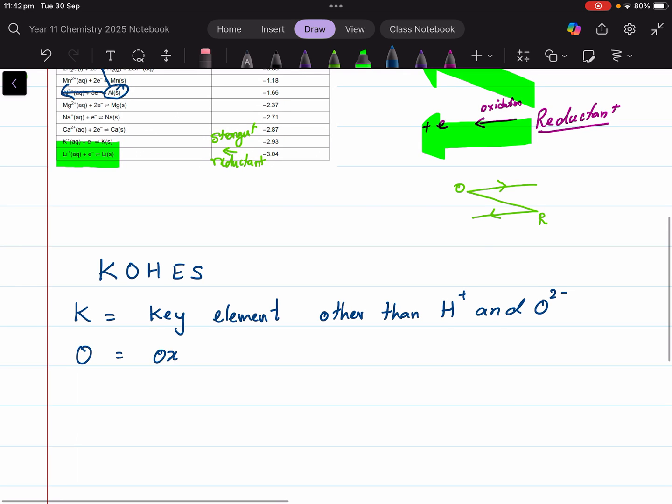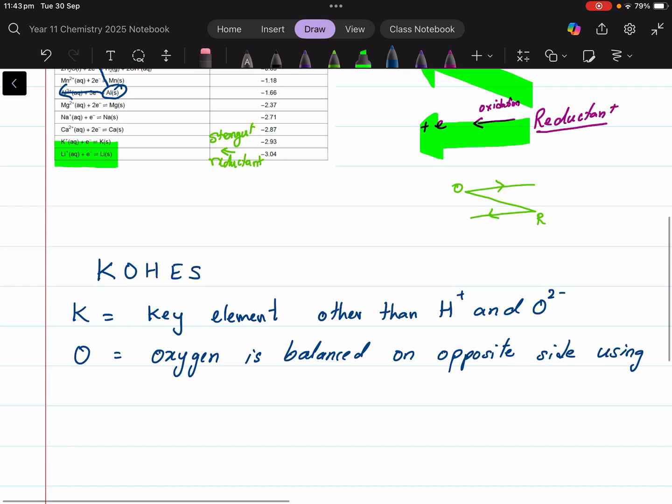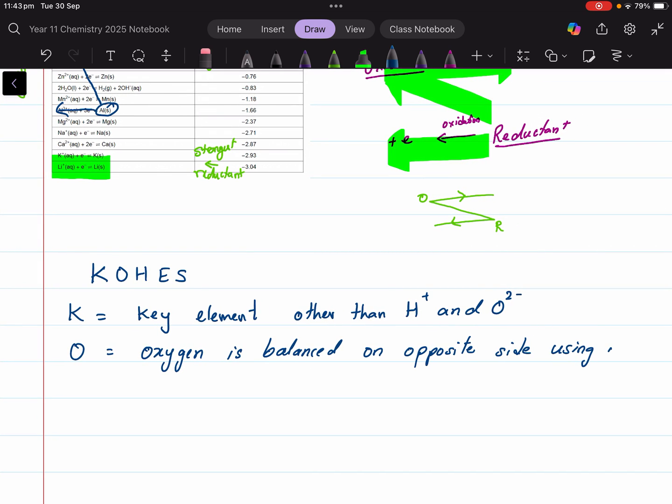So oxygen is balanced on the opposite side using water. You'll add water on the opposite side of where there are less oxygens. Once you've added the water on the opposite side, the next element that you would balance is hydrogen.